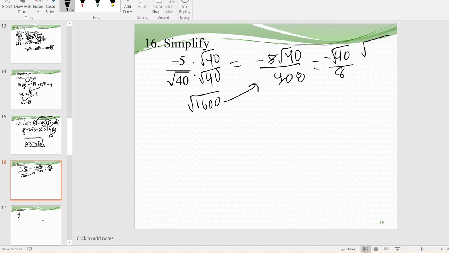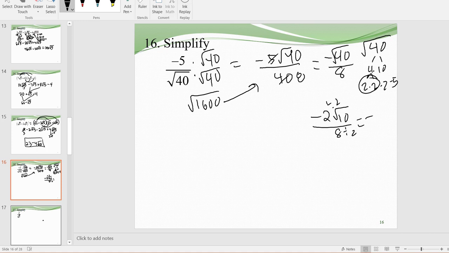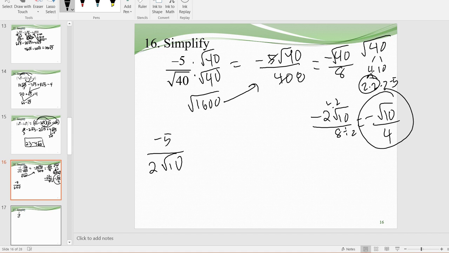See, square root of 40 is 4 times 10, or 2 times 2 times 2 times 5. So that's like negative 2 square root of 10 over 8. 2 and 8 are both divisible by 2 to give us negative root 10 over 4. I would encourage you to make your life easier, and rather than try to simplify at the end, simplify at the beginning. Negative 5 over, we already saw the square root of 40 becomes 2 root 10.